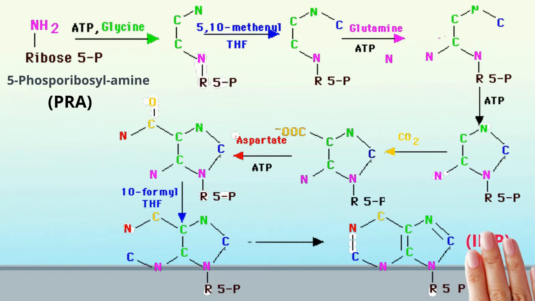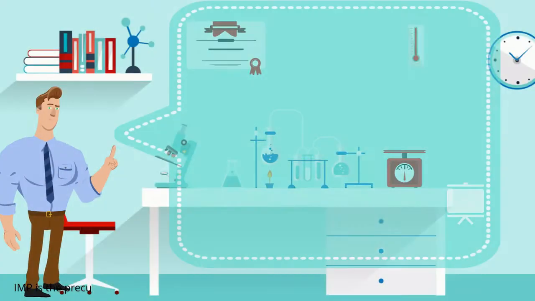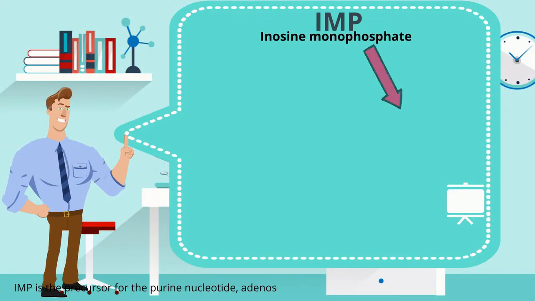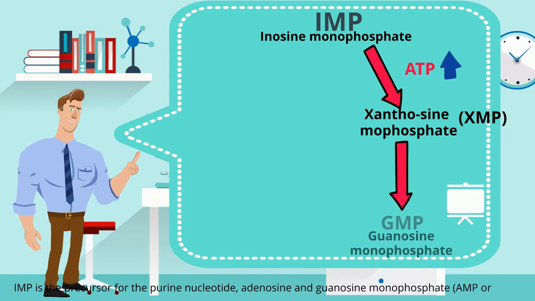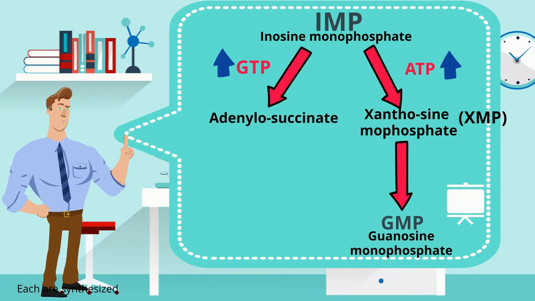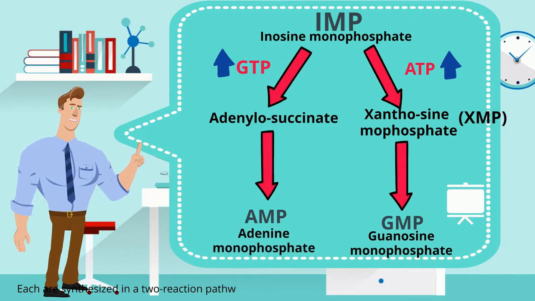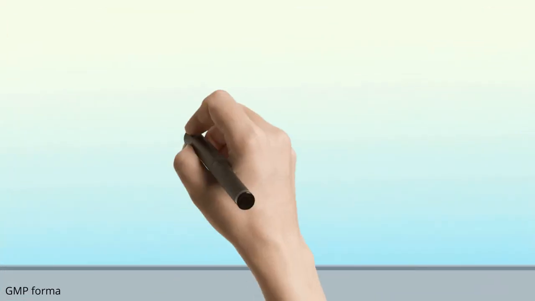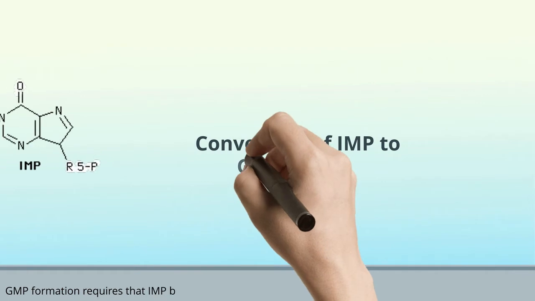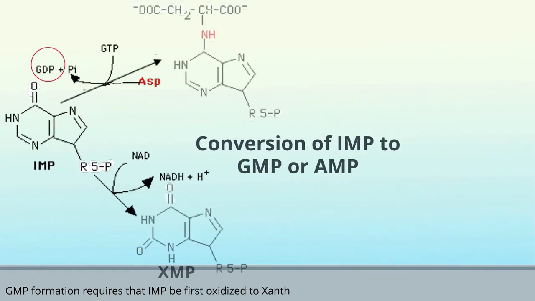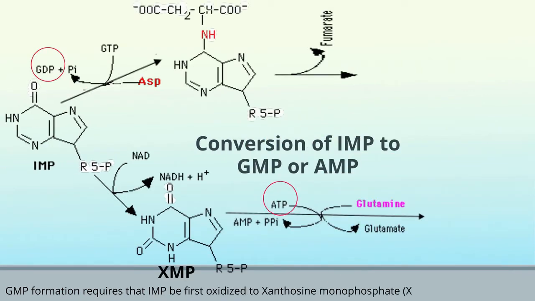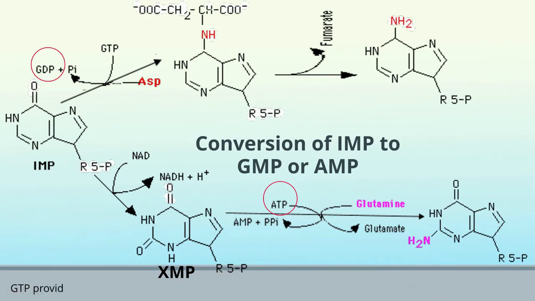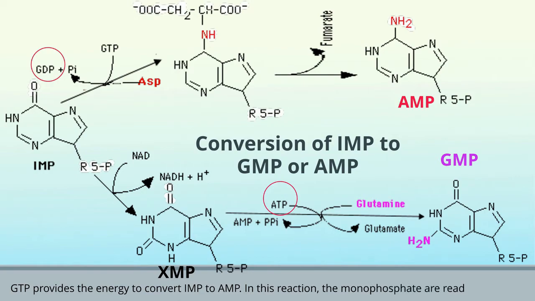IMP is the precursor for the purine nucleotides adenosine and guanosine monophosphate, AMP and GMP. Each is synthesized in a two-reaction pathway which bifurcates at the level of IMP. GMP formation requires IMP to be first oxidized to xanthosine monophosphate using NAD. Similarly, GTP provides the energy to convert IMP to AMP. The monophosphates are then readily converted to di- and triphosphates.